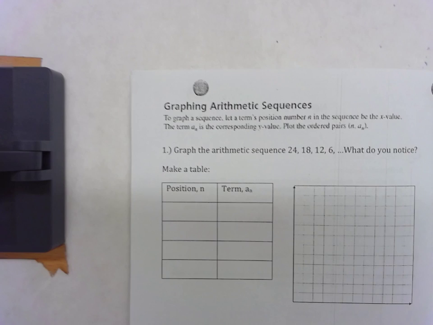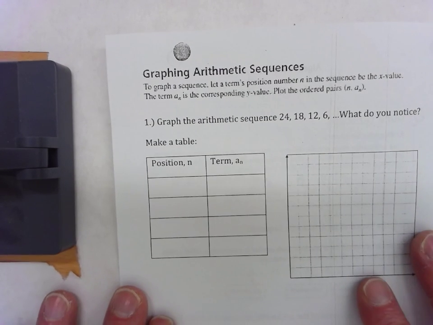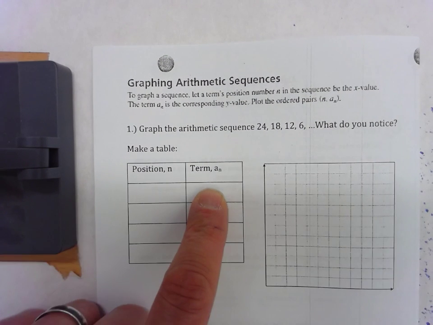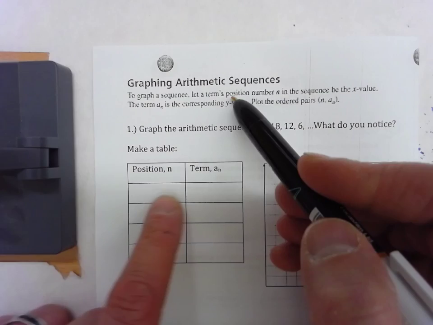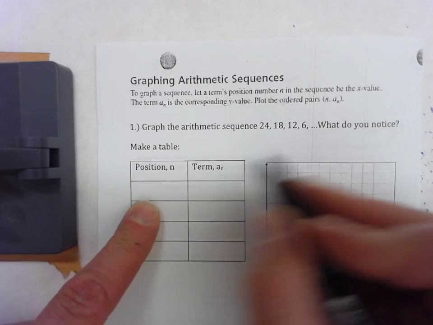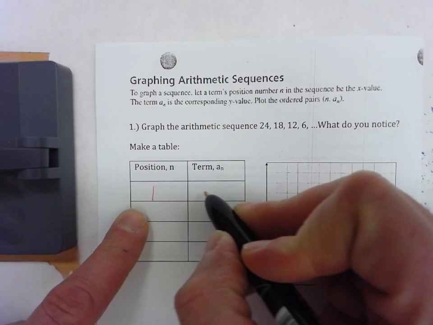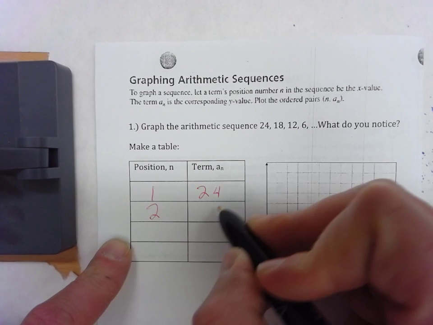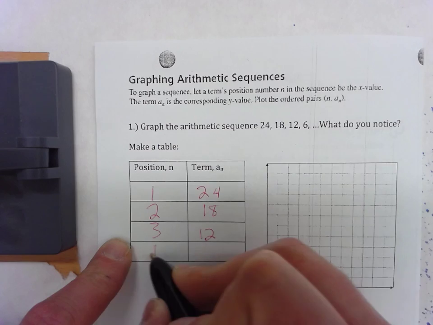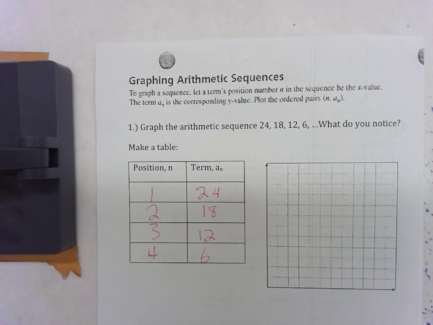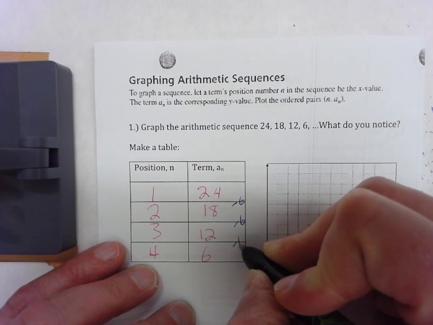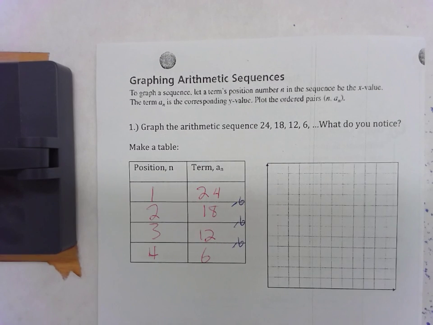Second page right here, folks. To graph a sequence, we can look at this in terms of x's and y's. Our term's position is going to be our x value, and our terms are going to be our y values. So if I have my first position, the term is 24, second is 18, third is 12, and our fourth position is 6. We're not adding each time for this one. Instead, we are subtracting 6 as our common difference each time. So it's going down rather than up, so that's a negative graph.